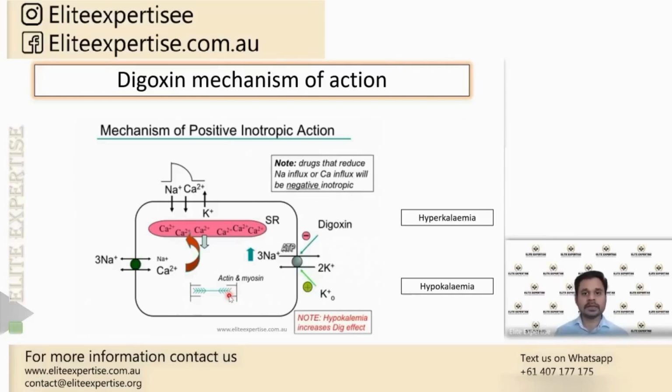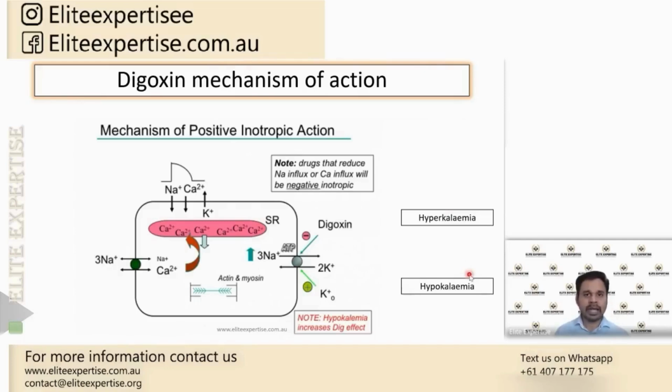So digoxin causes the positive inotropic property, that is, it helps in increasing the force of contractions. And there are two things that mainly interact with digoxin. One is the potassium levels, which we can categorize into increase in serum potassium and decrease in serum potassium. These two are the factors that mainly interact with the serum digoxin concentration. An increase in serum potassium is known as hyperkalemia, whereas a decrease is known as hypokalemia.